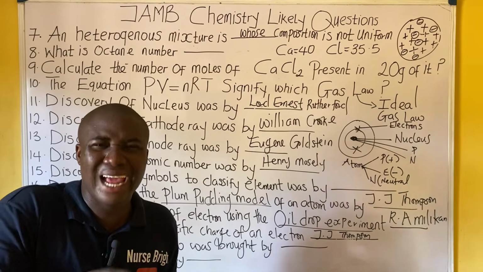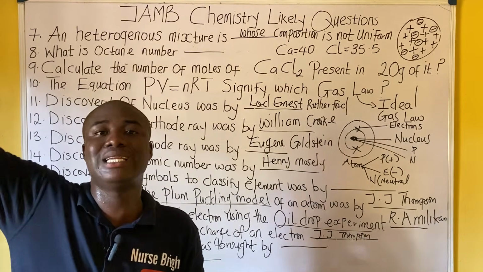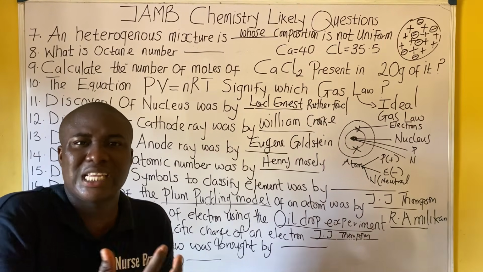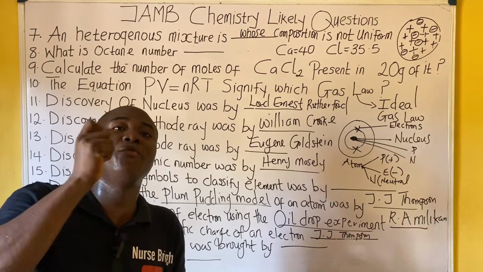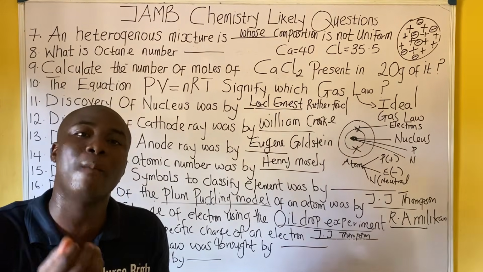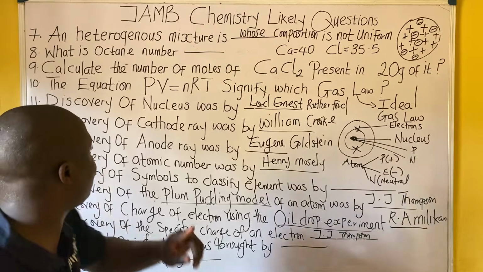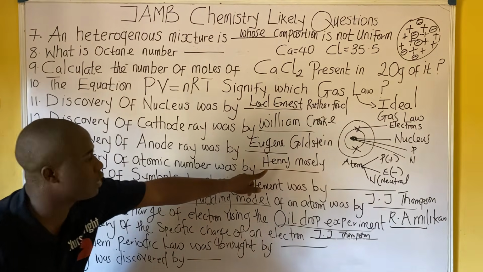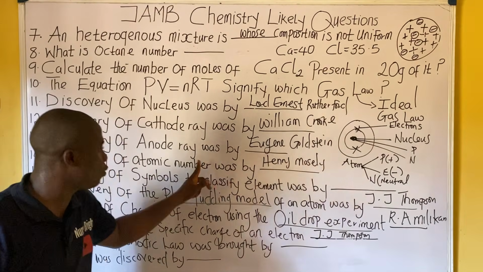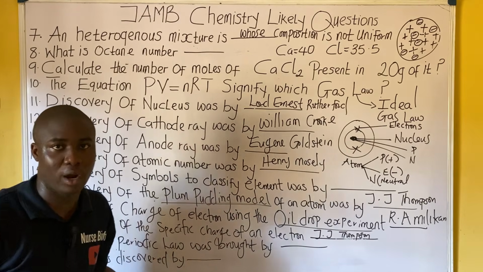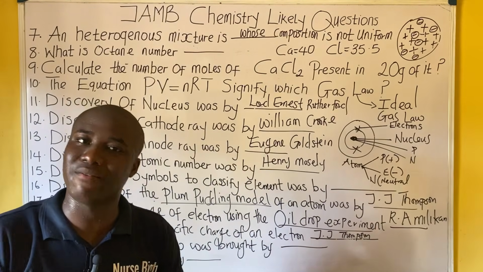You know, we have the modern periodic law and the olden days periodic law. The modern periodic law states that the properties of elements are periodic functions of their atomic numbers. Of their what? Atomic numbers. That is why I told you here that atomic number was brought about by Henry Moseley. He was the one that brought about atomic number, and he was the one that brought about the modern periodic law as well. Please take note of all these, they are very simple.